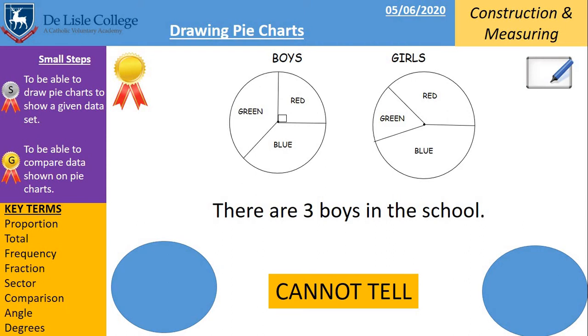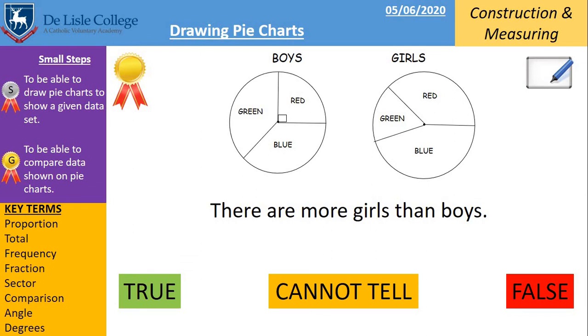There are 3 boys in the school. We don't have the amounts there. Arguably, actually, on that one, you could perhaps go false, because if we've got a quarter of them red, because we've got the 90 degrees, a quarter of 3 wouldn't be a whole number of boys, so there can't be 3 boys in the school. So although that one says cannot tell because it doesn't tell you the numbers, I think actually you could go false on that one.